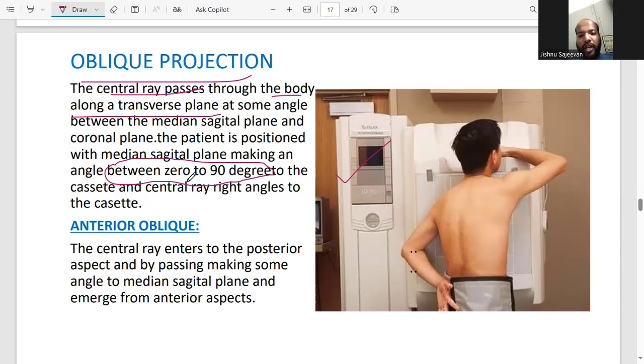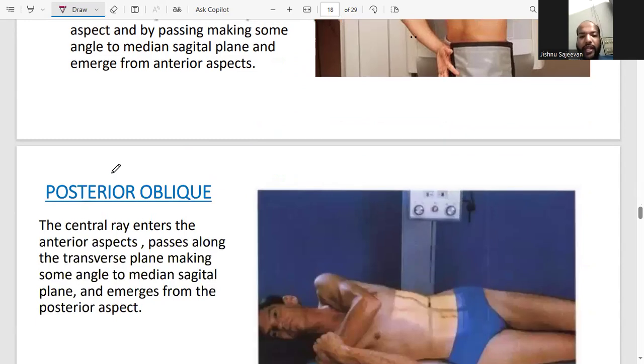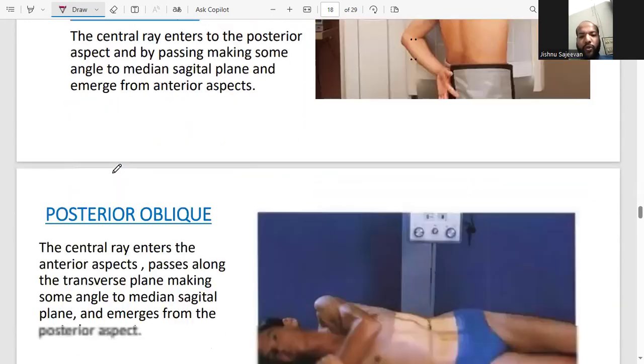Here, it will be in between 0 and 90 degrees. Clear? So we are going towards the next projection, that is the posterior anterior projection. Okay, moving on to the next slide.